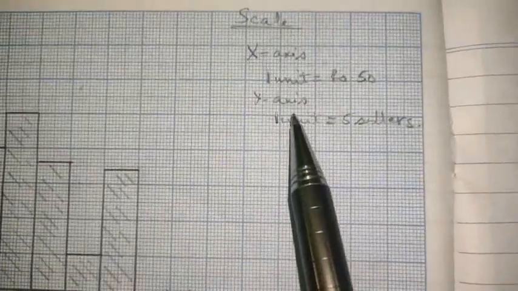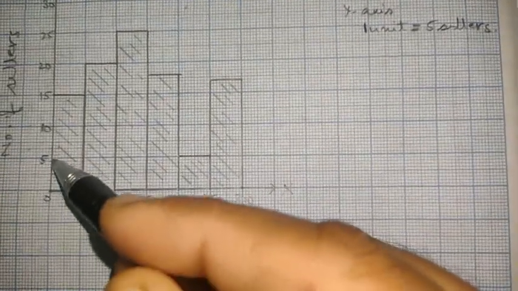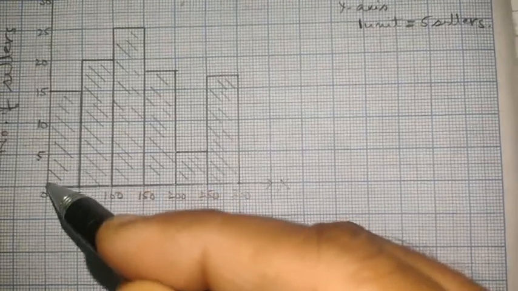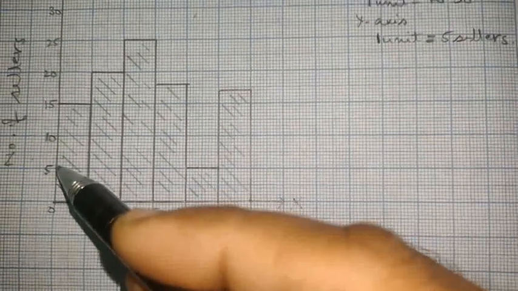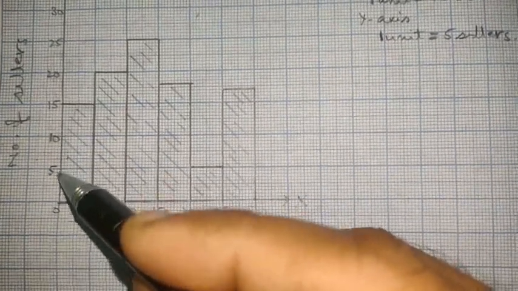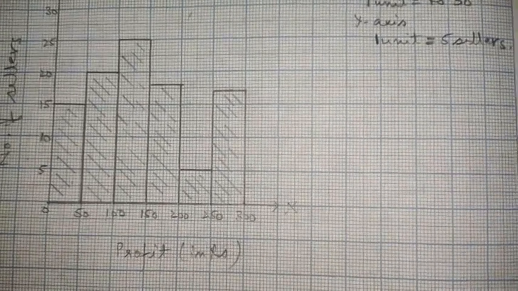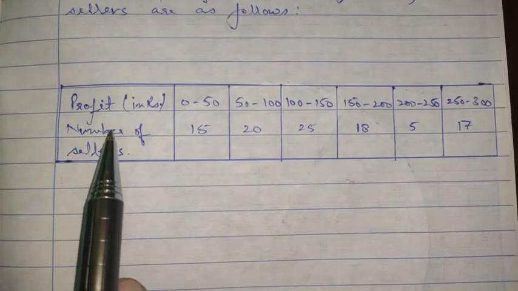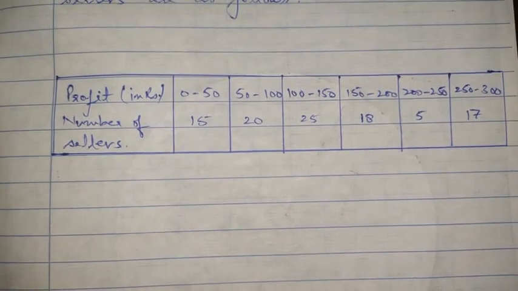And on the y-axis, as you can see, I've taken 1 unit equal to 5 vegetable sellers. So the distance between these 2 points is 1 unit. And this 1 unit is showing how many vegetable sellers? Only 5. Similarly, over here also, only 5. So, as per the data, the first class interval is from 0 to 50, and there are 15 vegetable sellers.